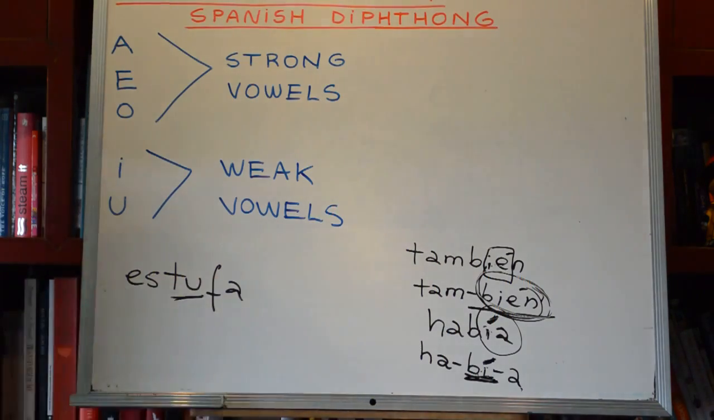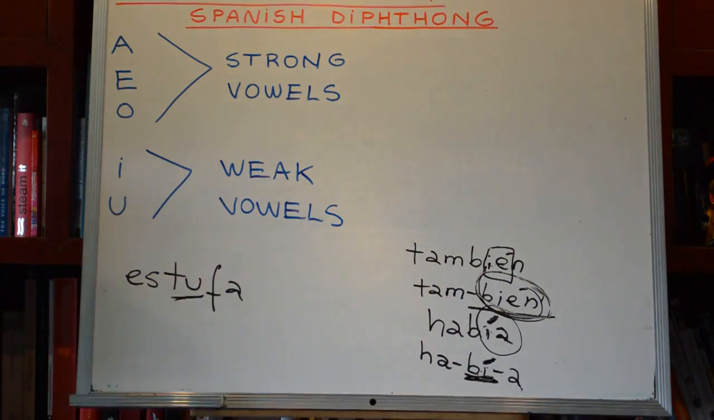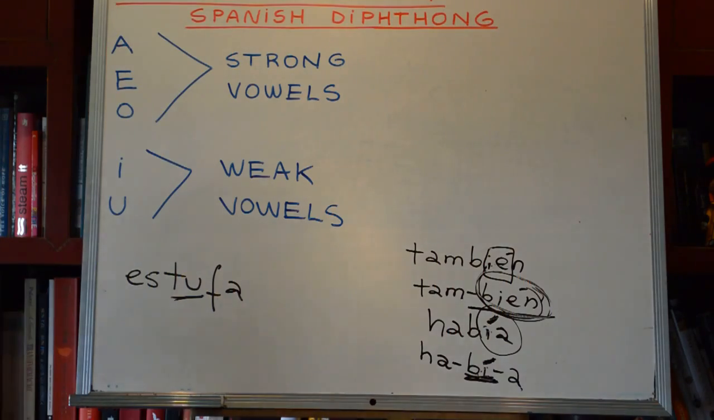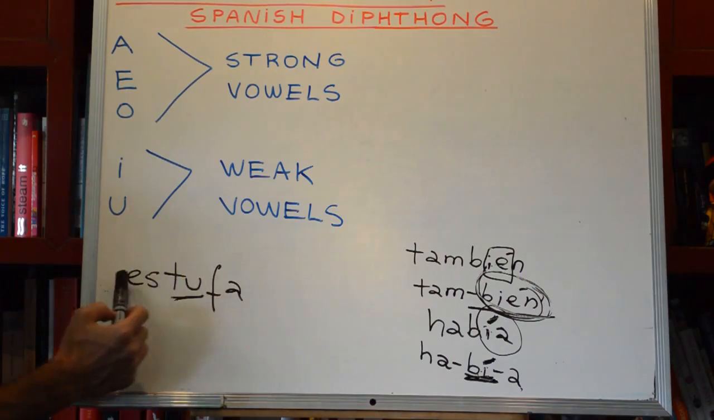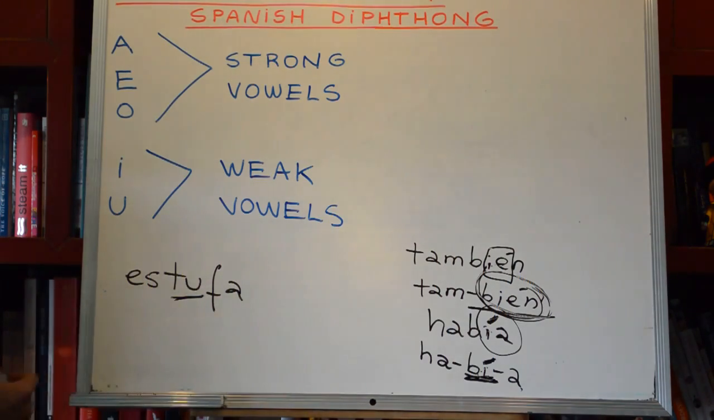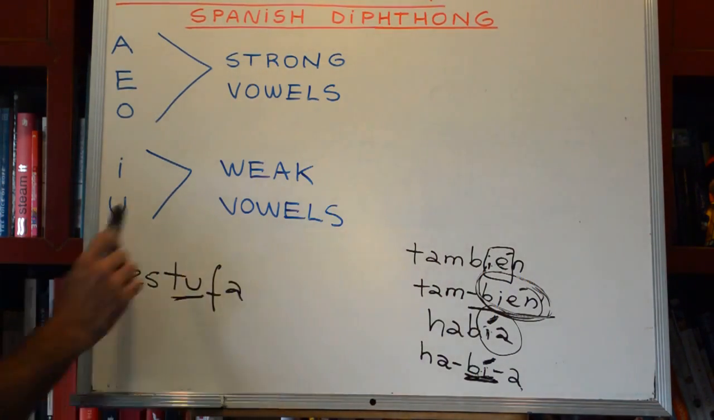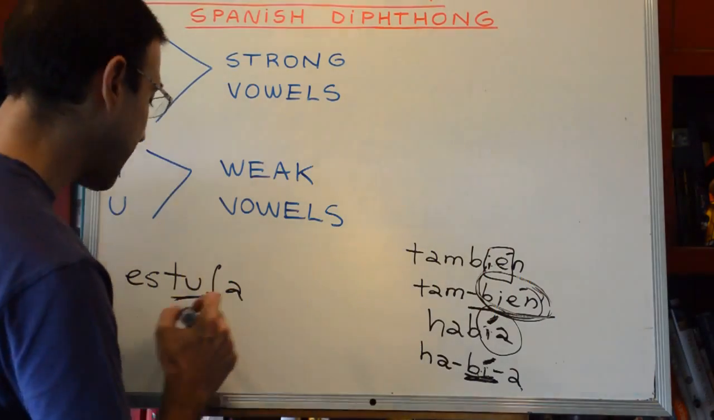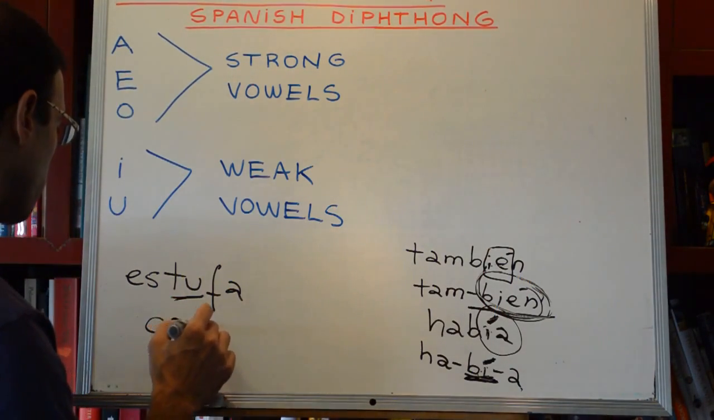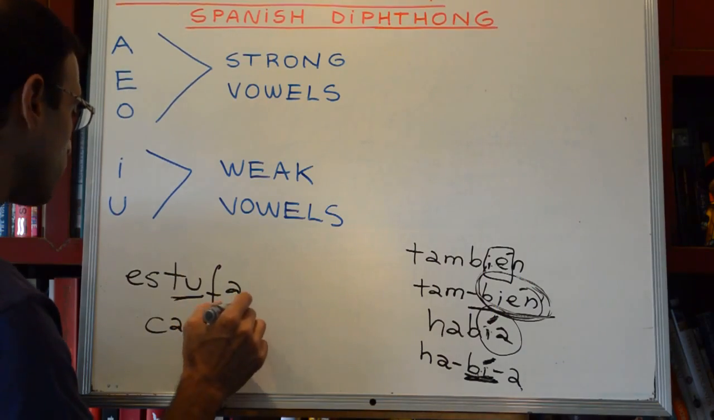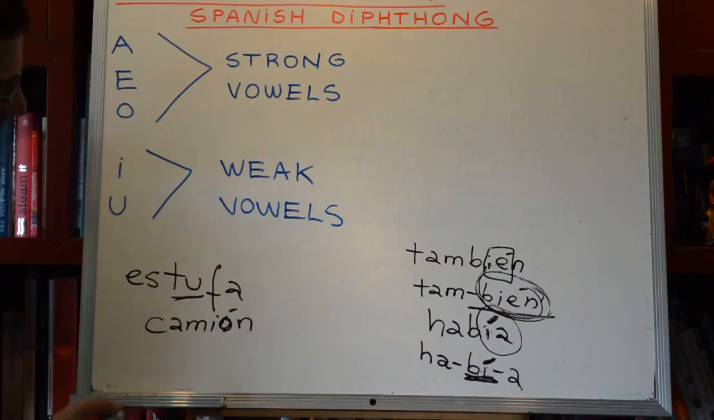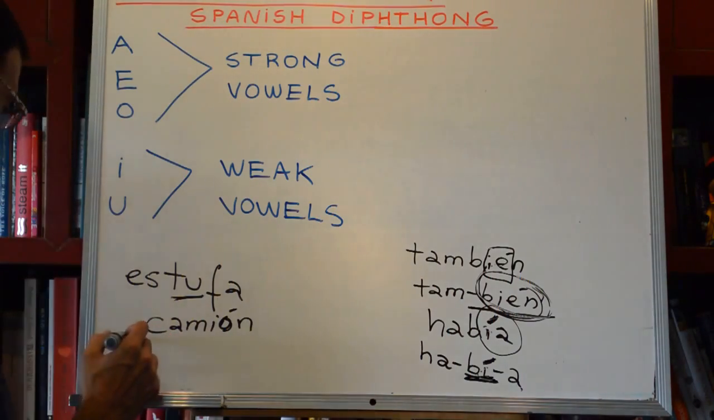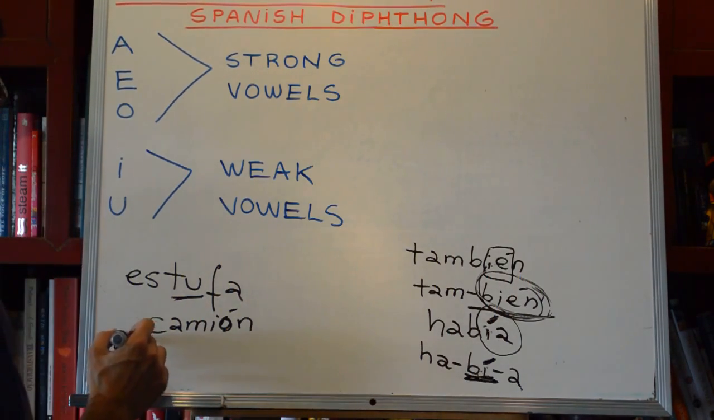Estufa, for heater, is it a diphthong or an hiatus? It's actually nothing. It's neither or both. We don't have any vowels together here, right? This is neither or both. The word camión means truck, a truck. Camión. Here, we separate this in syllables like this. Camión.